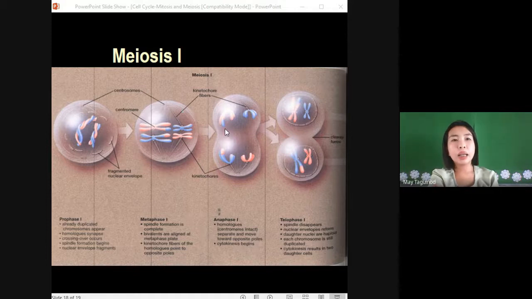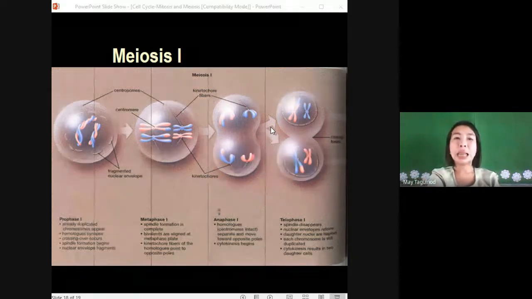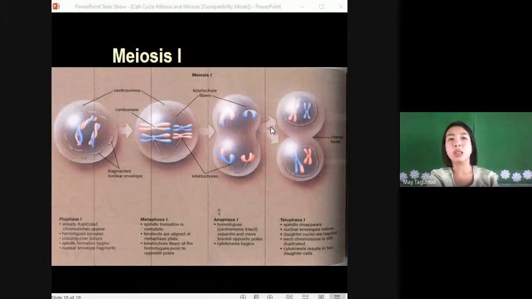And in anaphase, here is the illustration, this is the anaphase. In anaphase, the spindle fibers attach to the centromeres of each pair, and the homologous chromosomes separate and move to the opposite ends of the cell. The centromeres do not split like they do in mitosis. Now each cell will get one chromosome from each homologous pair.